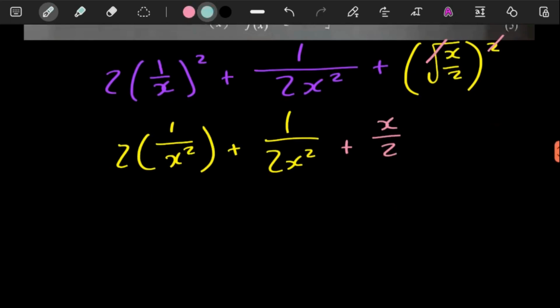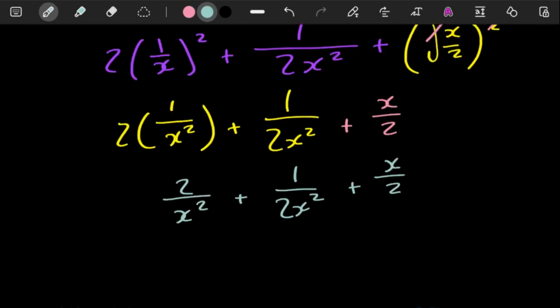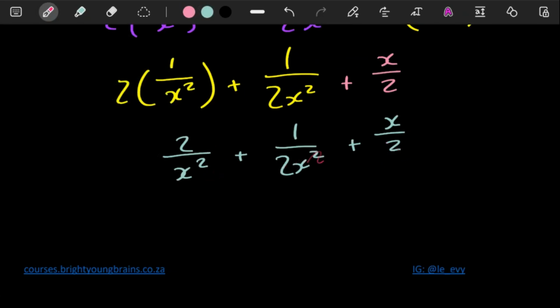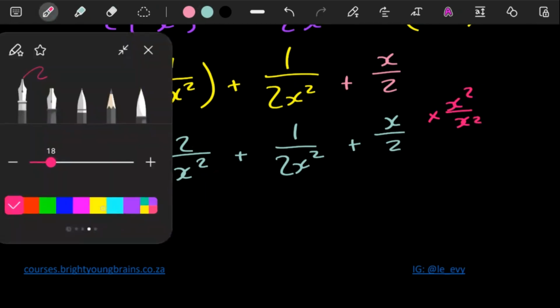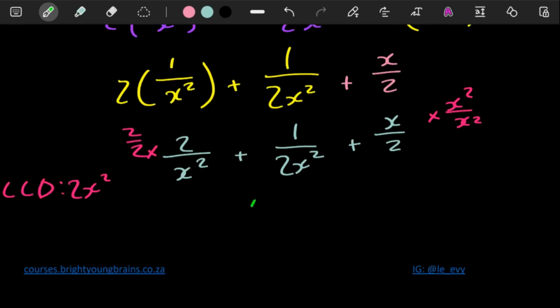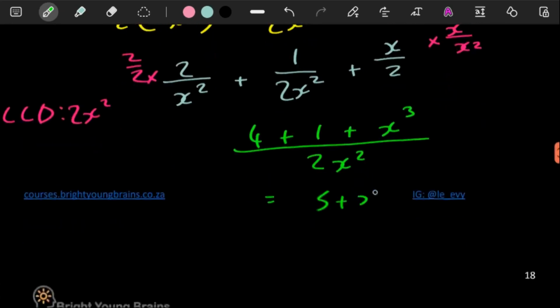And then what are we going to do? The denominators, we need to get an LCD. So the LCD here is clearly 2x squared. So here we have to multiply by 2 over 2. Here we have to multiply by x squared over x squared, so that they all at least have one denominator. So this is going to be 4 plus 1 plus x to the power of 3, the whole thing, over 2x squared. So this is going to be 5x cubed over 2x squared. I think this is what we are going to get in its simplest form.